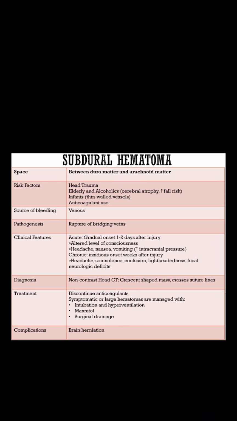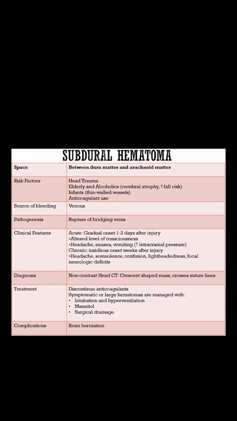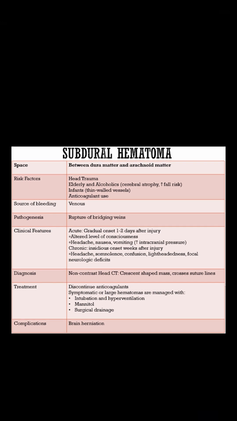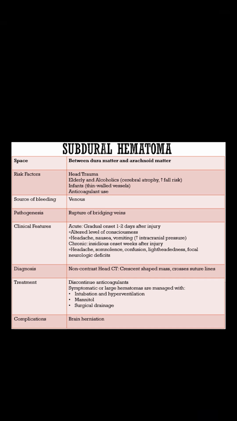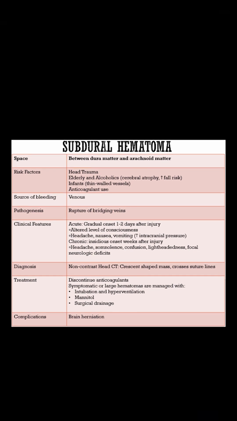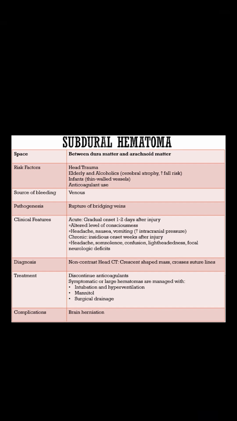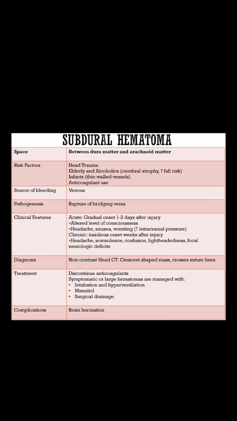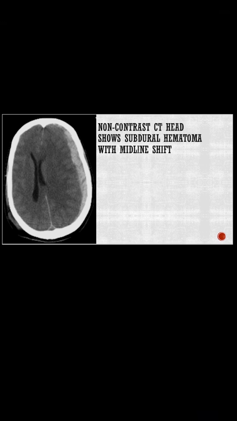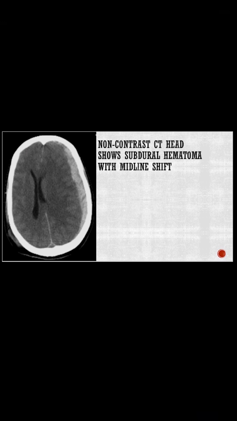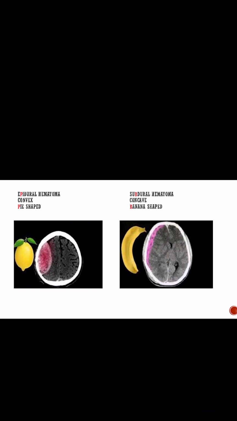Now let's discuss the treatment of subdural hematoma. If the patient is on anticoagulants, we will ask them to discontinue the anticoagulants. Secondly, symptomatic or large hematomas can be managed with intubation and hypoventilation, mannitol, and surgical drainage of the hematoma. The complications include brain herniation and seizures. This is a non-contrast CT scan of the head, and it shows a subdural hematoma with midline shift. This shows an epidural hematoma and a subdural hematoma.